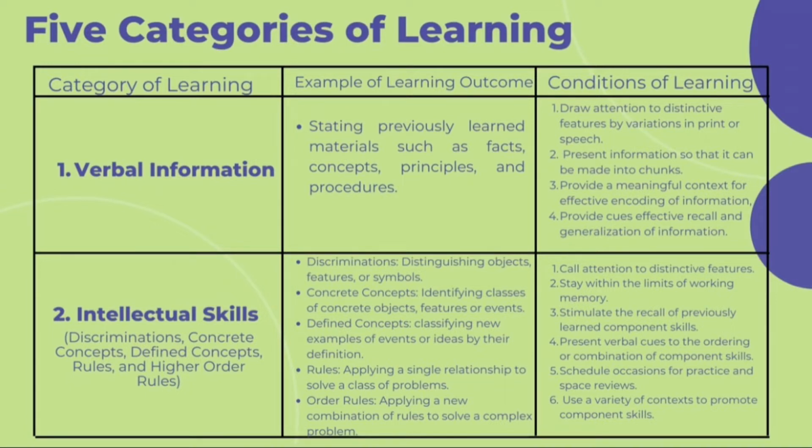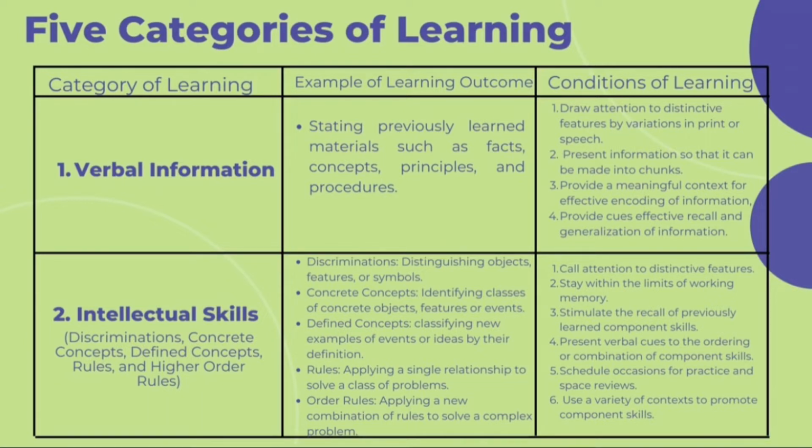Lastly, higher order rules. Applying a new combination of rules to solve a complex problem. For example, generating a balanced budget for a school organization. Now, let's talk about the conditions of learning for intellectual skills.